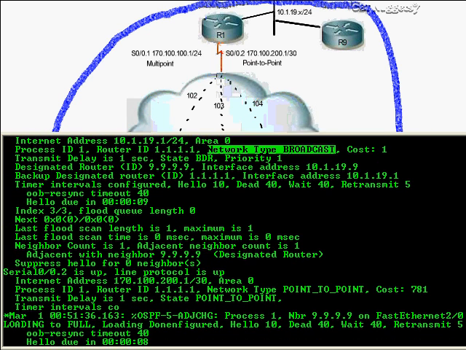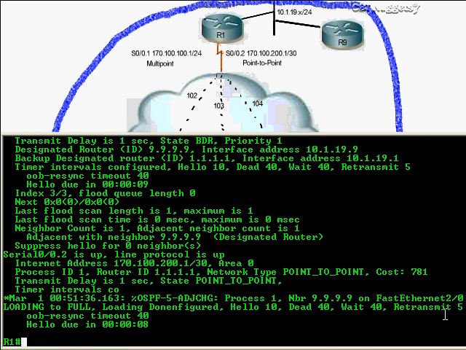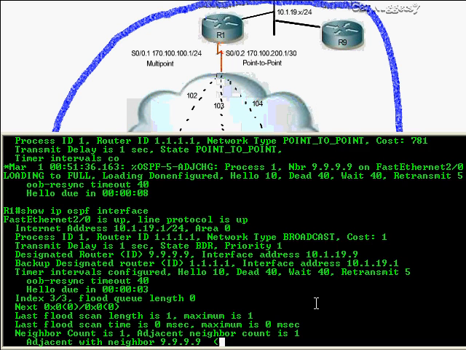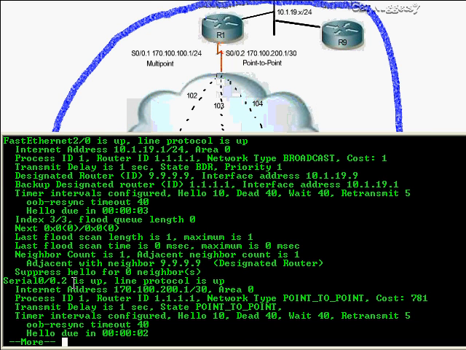We see, oh, we got some messages interrupting this, so let me do another show command here. Serial 0/0.2, which is the point-to-point sub interface, and since it's a point-to-point sub interface, we see network type is going to be a point-to-point. So it's recognized that network type. And as I hit space, I come down to the interface that is going to be the tough one.